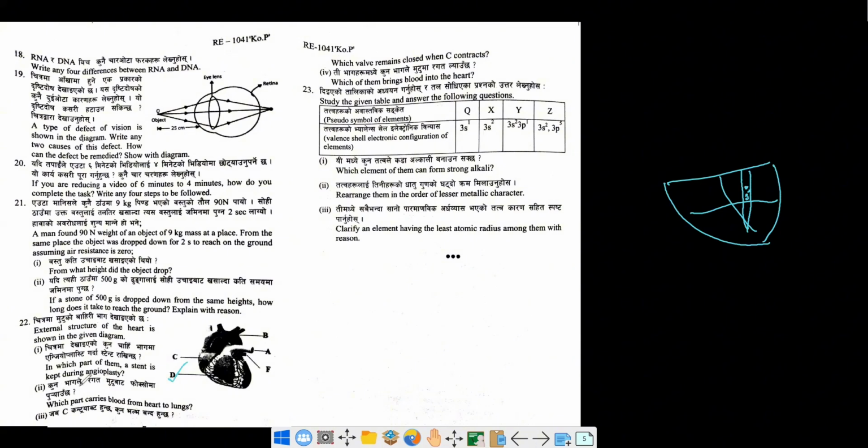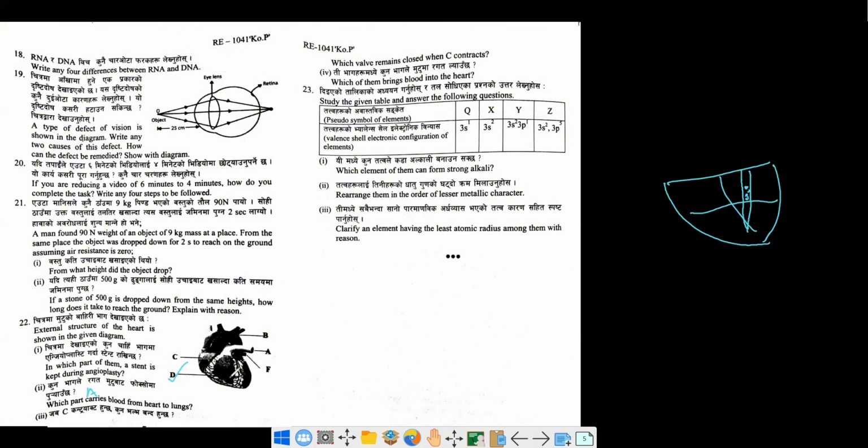Okay, which part carries blood from the heart to the lungs? Okay, so there are options. This is your A. So from the lower part of the heart it goes, A is the answer, because this is connected down to the ventricles. Okay, left ventricles.